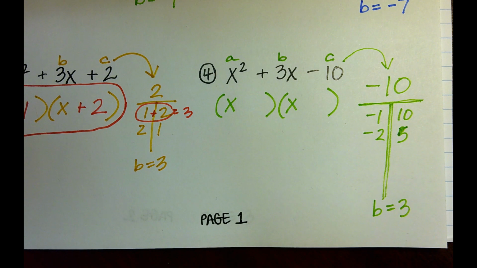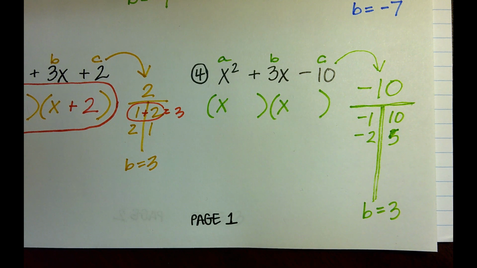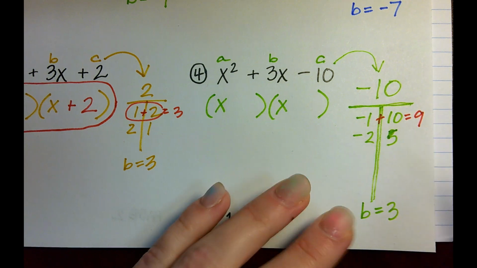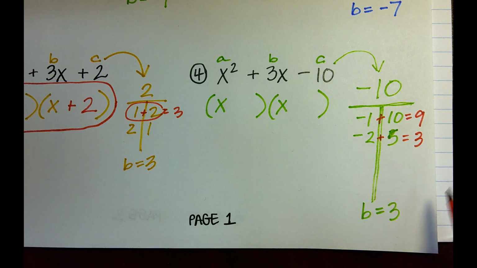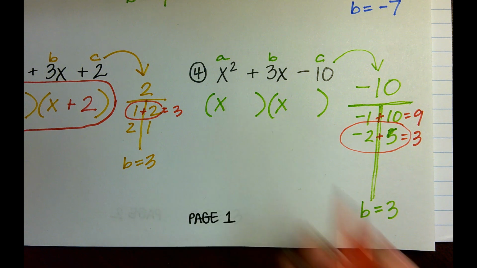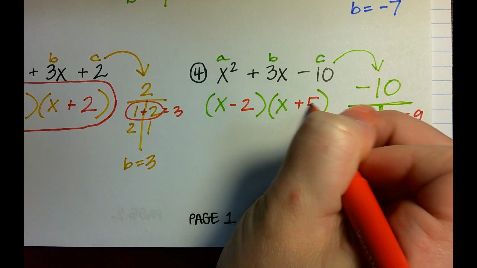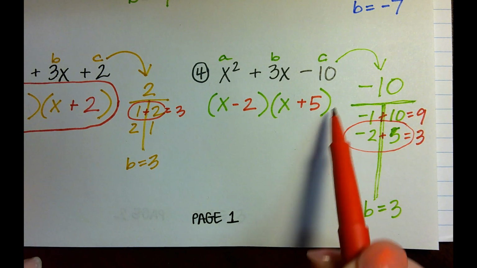We could do that. Let's see if either of these work. What's negative 1 plus 10? Positive 9. Positive 9. That's not the answer. How about negative 2 plus 5? 3. 3. That's the answer. So, where do I write them in? Good. X minus 2, x plus 5. That's our answer. So we circle it.